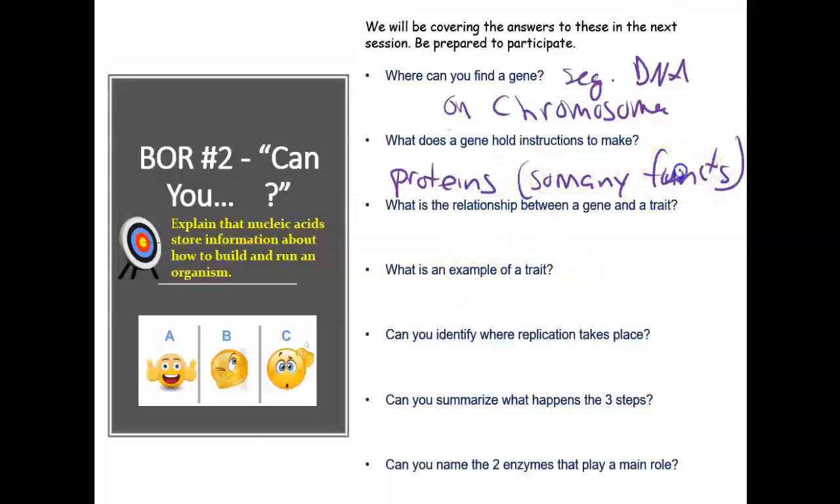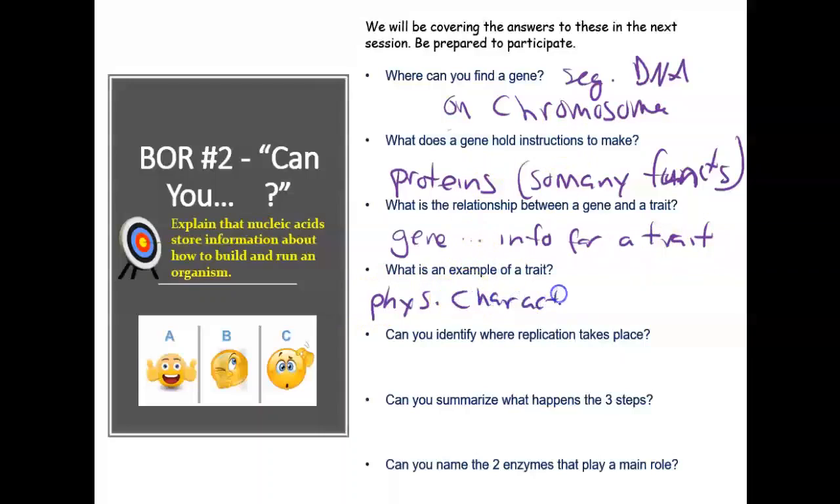What's the relationship between a gene and a trait? A gene is the information for a trait. What's a trait? An example of a trait would be a physical characteristic of you, right? It could be hair color. Could be height. Could be lactose intolerance, etc.